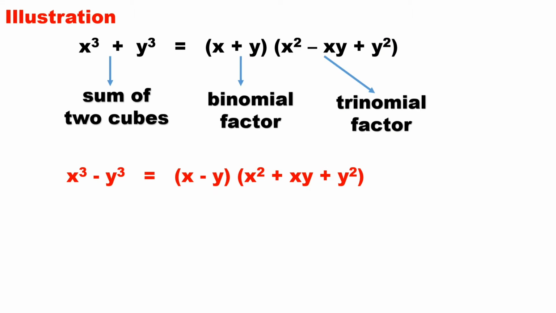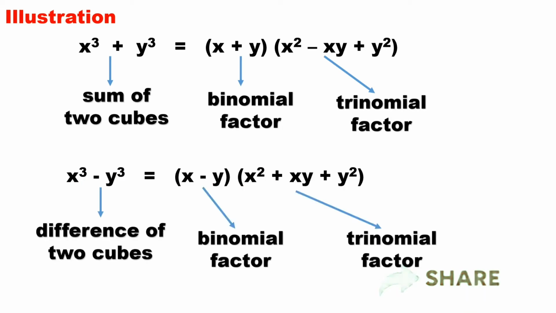X cubed minus y cubed equals x minus y, quantity x squared plus xy plus y squared. Again, please be guided that in the difference of two cubes, the binomial factor is minus and addition on the second term of each trinomial factor.